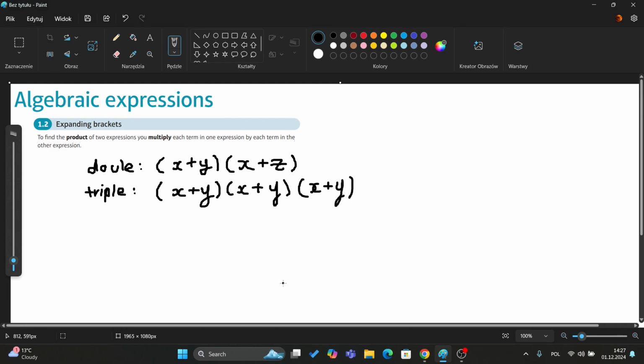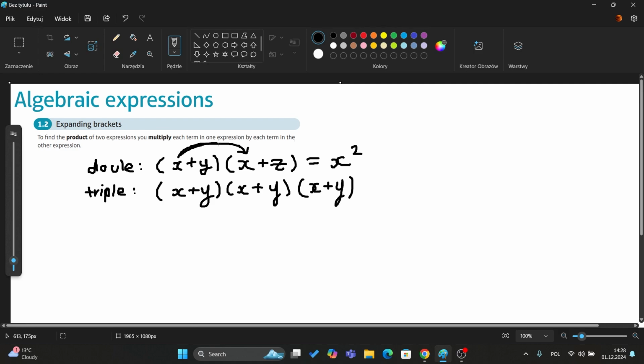We basically find the product of two expressions, where we multiply each term in one expression by each term in the other expression. What does that mean? That means if we have, for example, this bracket here, we multiply each term in the first bracket by each term in the other bracket. So x times x and x times z, and the same goes for the y, so y times x and y times z. So when we expand this, we get x times x, which is x squared.